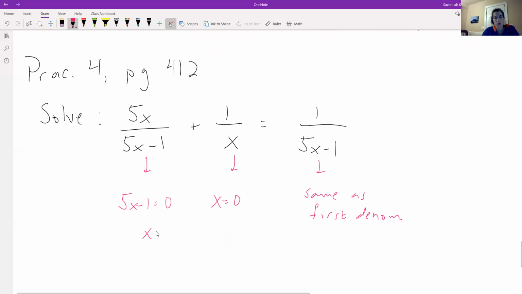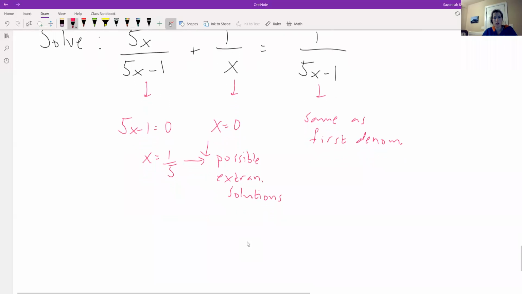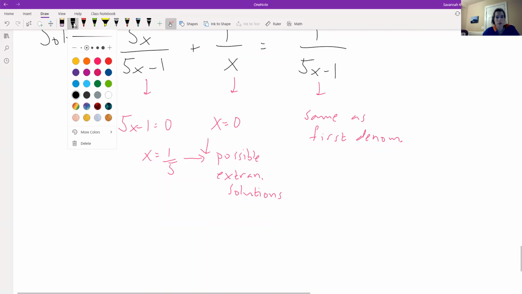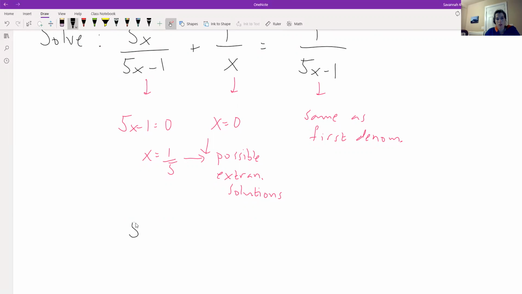So I get x equals positive 1 over 5 and x equals 0 as my possible extraneous solutions. So now I've got 2 things to watch for. And then I'll go about my business and eventually I'll return to those possible extraneous solutions and see if any of them actually turn up in the algebra. Okay, now 5x minus 1, I'll do that in a minute so I don't have to switch back and forth with my colors.